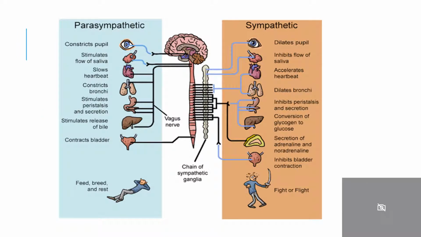This image nicely sums up what can take place in relation to the parasympathetic and the sympathetic nervous system. And as you can see here, the two systems actually really do clearly oppose each other. So we can see while the sympathetic would dilate the pupil, and it would make the animal act in the fright or flight system, the parasympathetic would constrict the pupil and would actually make the animal more likely to feed, breed and rest.